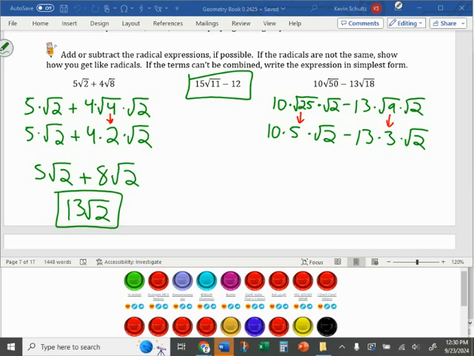So 10 times 5 times root 2 is 50 root 2, 13 times 3 is 39 root 2. And then you combine it and you get 89. Oops, subtraction. 50 minus 39 is 11 root 2. Okay? My bad.